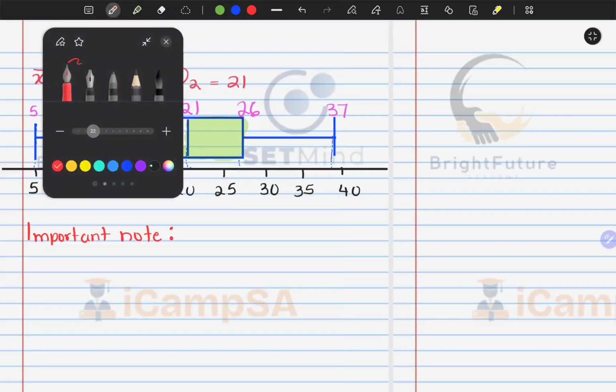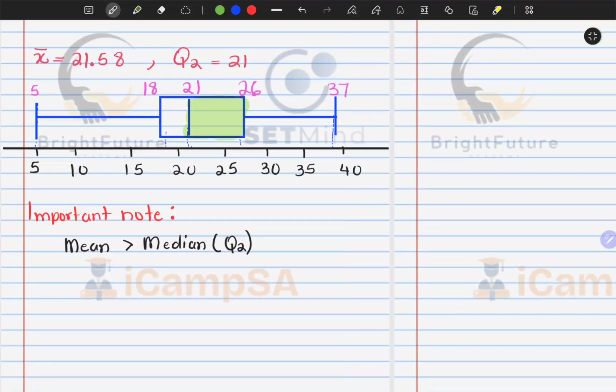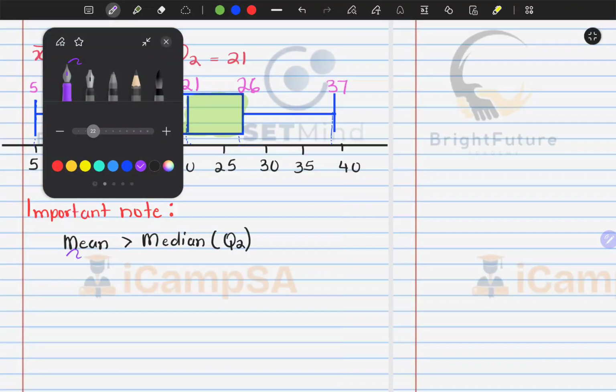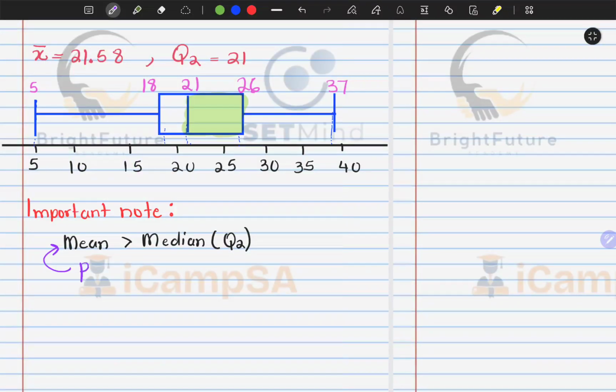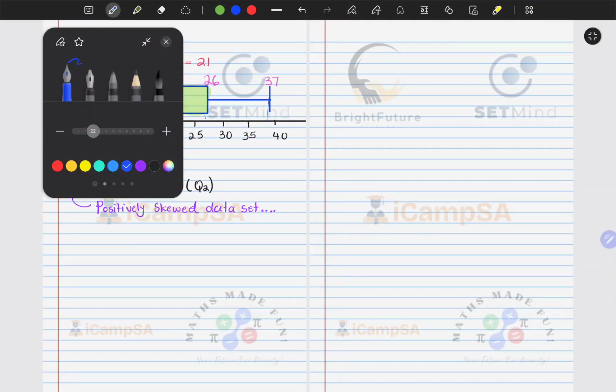Our important note is that our mean is greater than our median. And remember, your median is simply Q2. Whenever this is the case, we say the graph of the data is positively skewed. So we have a positively skewed data set. That is what happens when your mean is bigger than your median. So it becomes positively skewed.